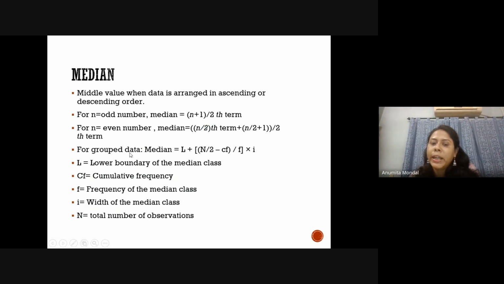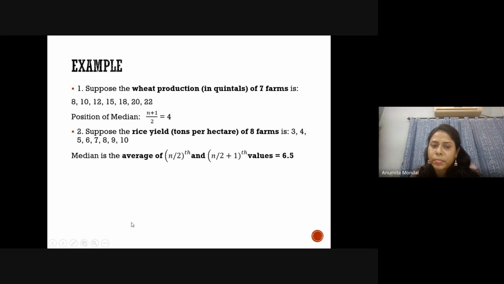And for grouped data, we use L plus (n by 2 minus CF) by f, times i, where L is the lower boundary of the median class, CF is the cumulative frequency, f is the frequency of the median class, i is the width of the median class, and N is the total number of observations. Suppose here I take two examples.